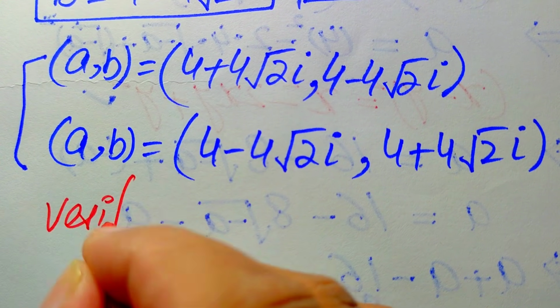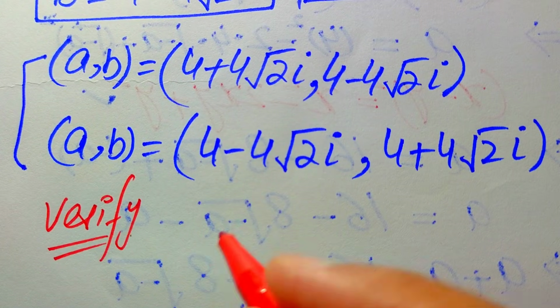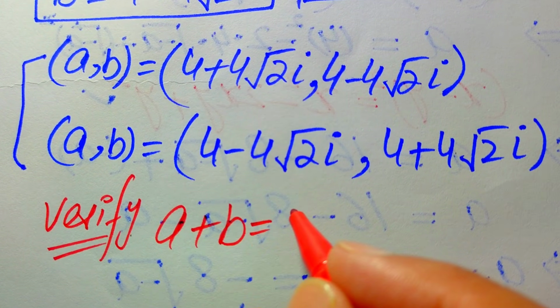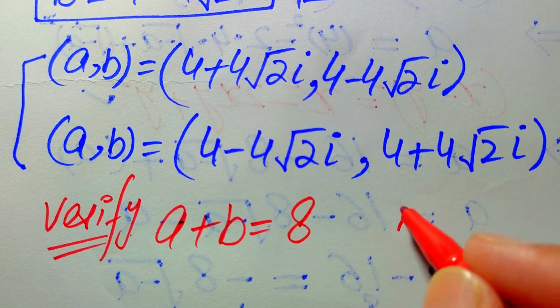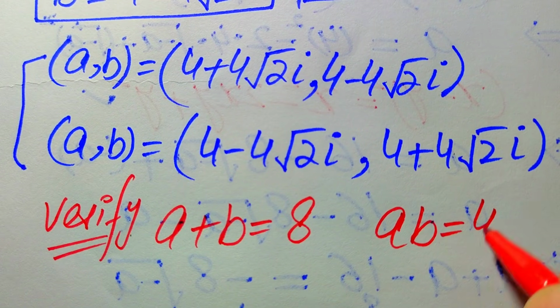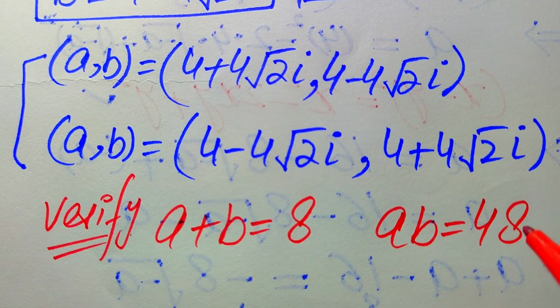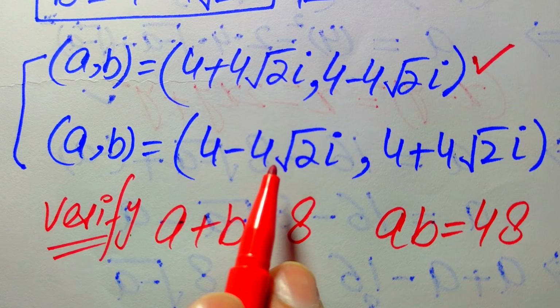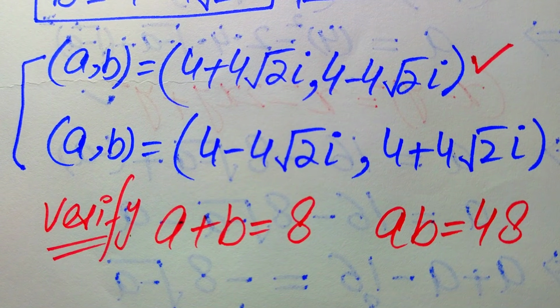So for verification of these roots, we need to copy down the given question statement here. And here we write the first equation, that is a plus b equals 8. And here we write the second equation, that is a times b is equal to 48. And now I will verify the first root only, and I leave the verification of the second root for you to do yourself. Okay.